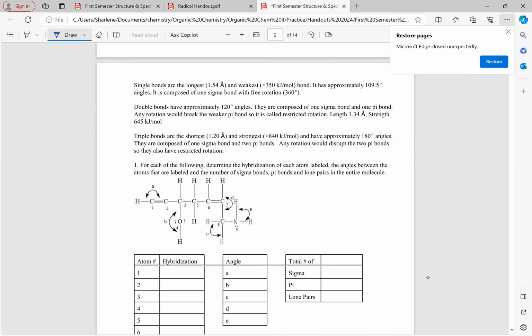All right, here's just a little blurb. Single bonds are the longest at 1.54 angstrom, but they're also the weakest at 350 kilojoules per mole. And then there's a little blurb about double bonds at 120 and the triple bonds.